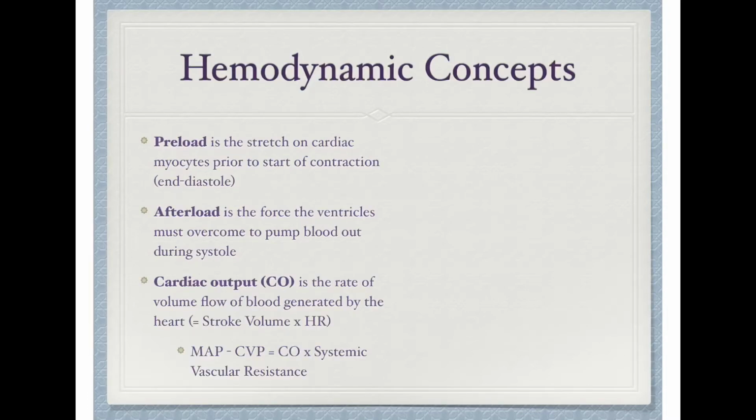The cardiac output is the rate of volume flow of blood generated by the heart during a contraction, usually measured in liters per minute. It's equal to the stroke volume times the heart rate. And an important equation that comes up in cardiology and hemodynamics is that the mean arterial pressure, the average pressure in the aorta throughout a cardiac cycle, minus the central venous pressure, which is typically the pressure in the right atrium, is equal to the cardiac output times the systemic vascular resistance.